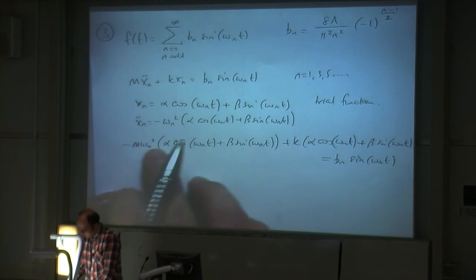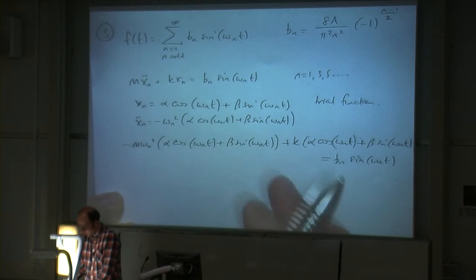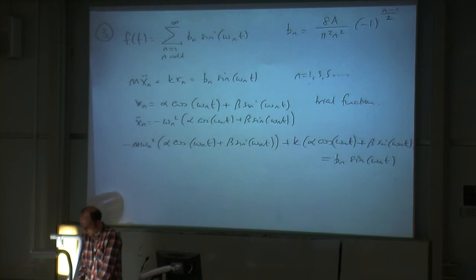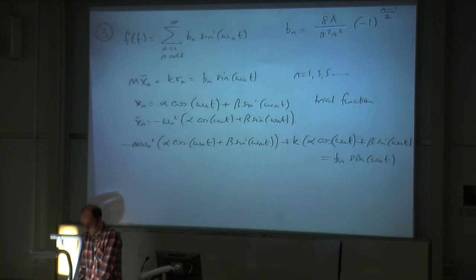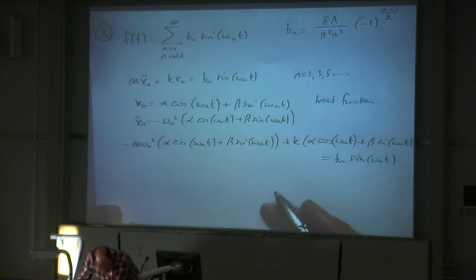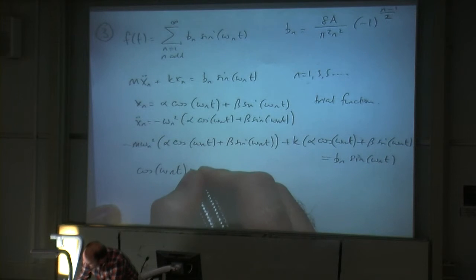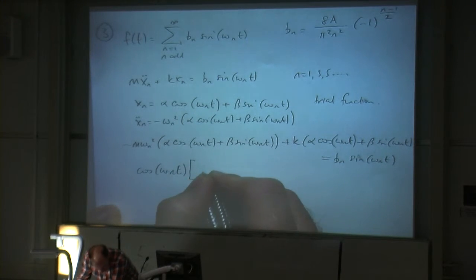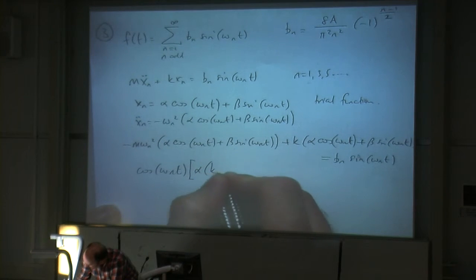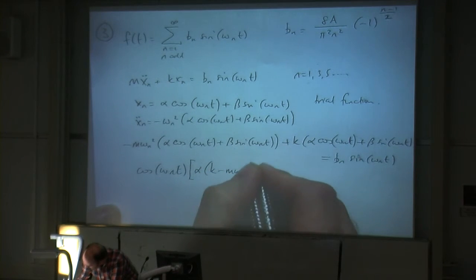So what we're going to do is separate this equation out into two equations, one involving cosines and one involving sines. Since there's no cosine here, all the terms involving cosine must equal 0, and all the coefficients for the sines must equal b of n. So there's our two equations to solve for the two unknowns. And so we can say that cosine omega_n t times alpha, k minus m omega_n squared.